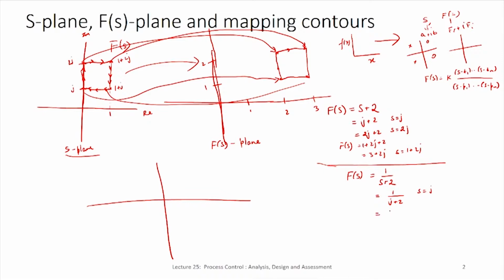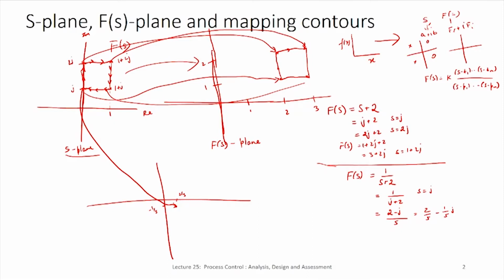So, this will be equal to 2 minus j divided by 2 plus j into 2 minus j, which will be 2 squared minus j squared. 2 squared is 4, j squared is minus 1. So, 2 squared minus j squared will be 5. So, you will get 2 by 5 minus 1 by 5 j. So, this point now becomes the following. If I take this as minus 1 by 5 and slightly more, this as 2 by 5, this point now changes to this point right here.